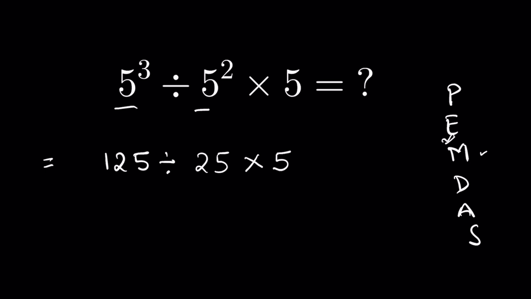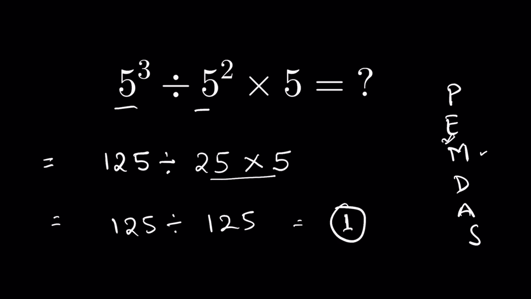Now after that we have multiplication. So will you do the multiplication? It will be 125 divided by 25 times 5, which is 125. Then the answer will be 1.